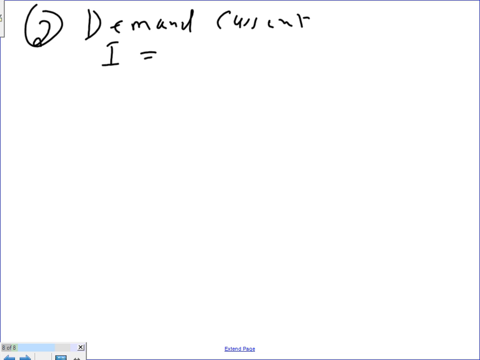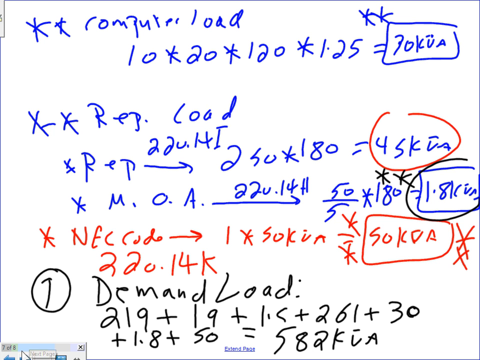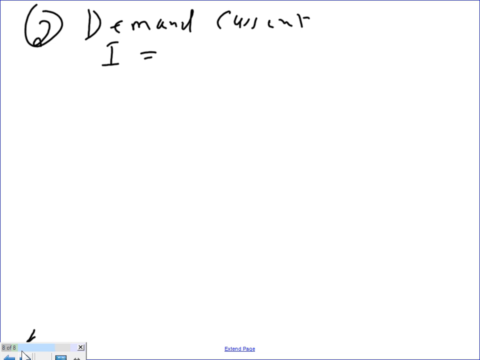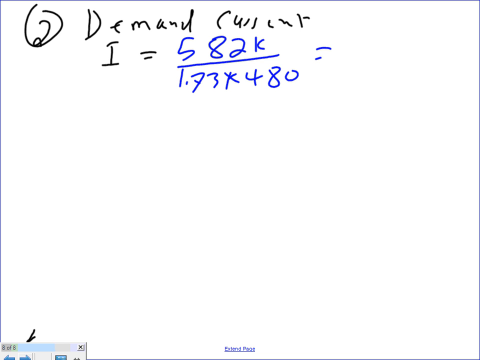Okay. Let's go to number 2, guys. Number 2, we're going to find demand current. The demand current is I. What was the number that we have? We're going to take the 582K divided by 1.73 times 480. I need somebody to do the math for me here, please.